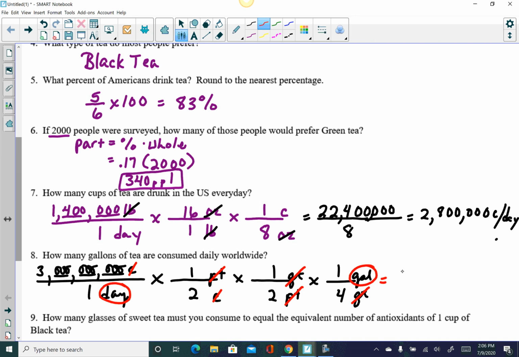So when we multiply straight across, at the top you've got your 3 billion. And then on the bottom, you're going to be dividing by 2 times 2 is 4, 4 times 4 is 16. And it's times 1 down here on the bottom. But then after you do that division, you should land at, for a final answer, 187,500,000 gallons per day. It's a lot.